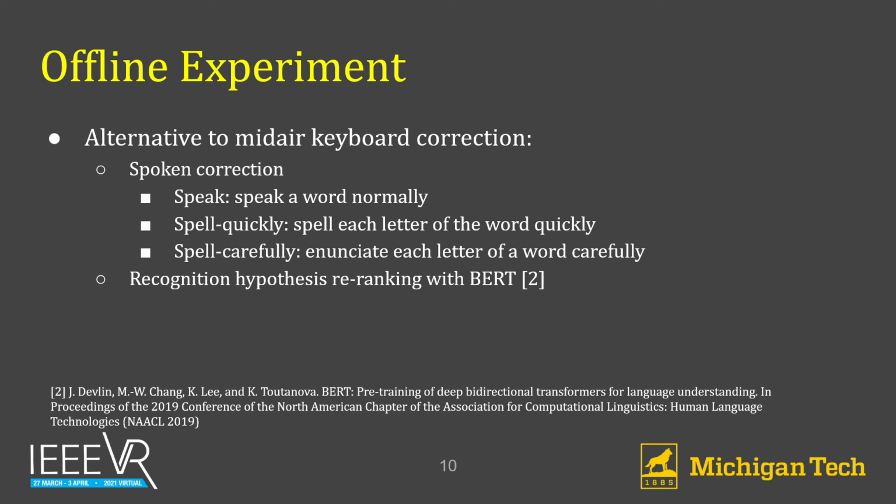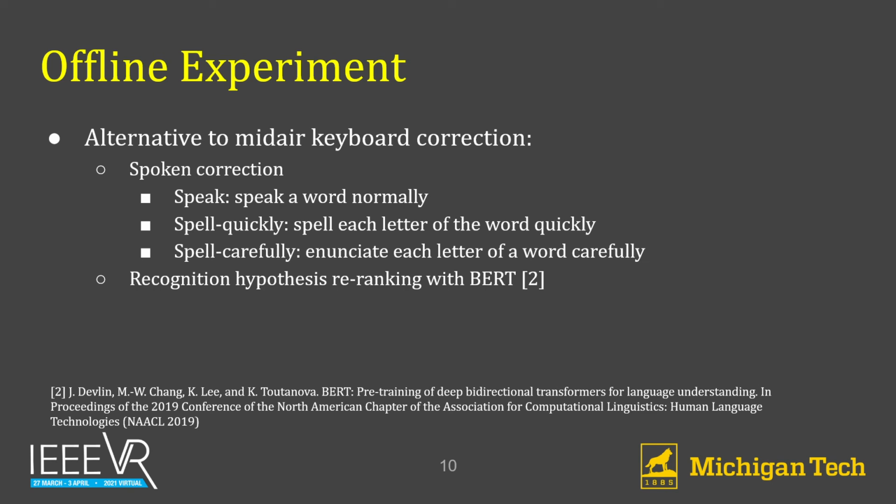To investigate this, we recorded audio from 5 people and conducted offline experiments using this audio. We identified 57 words that were recognized incorrectly by the speech recognizer and where the target word was not in the alternatives. We instructed people to speak those words in 3 ways. First, speak a word normally. Second, spell each letter of the word quickly. And third, enunciate each letter of the word carefully as if someone is listening and trying to write down the letter sequence. We ran speech recognition on each of the recorded instances.